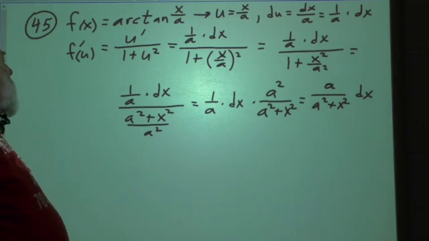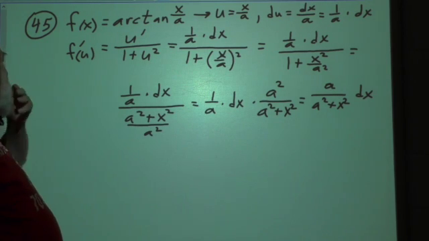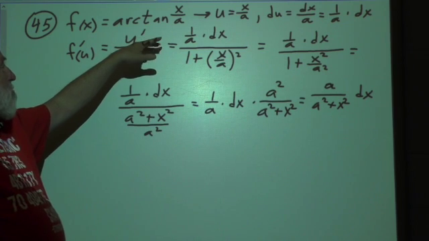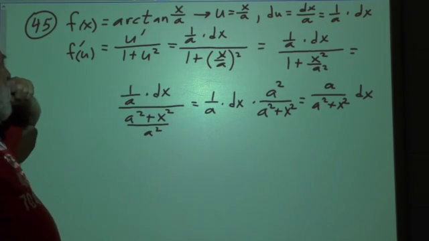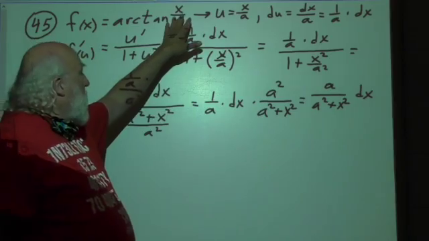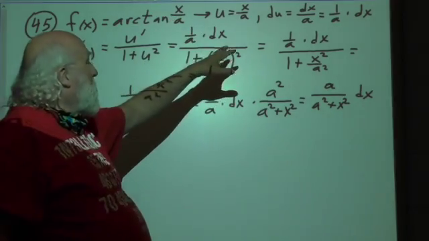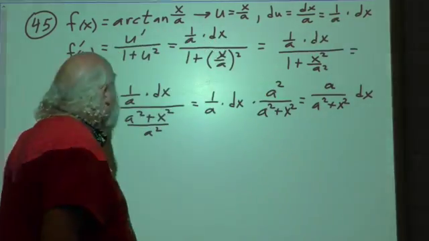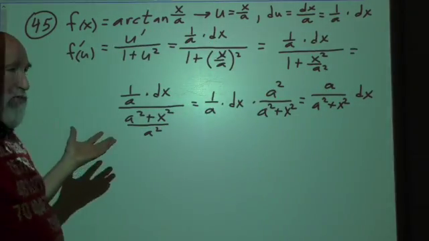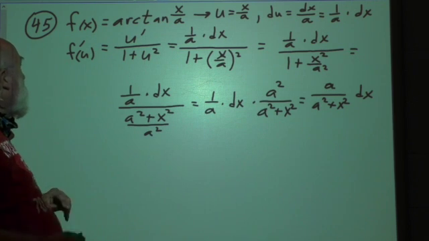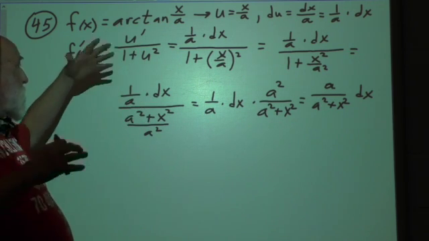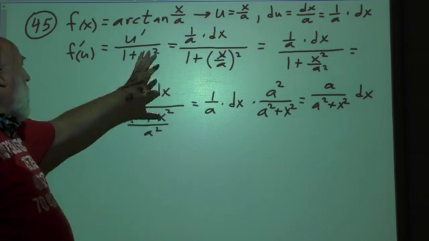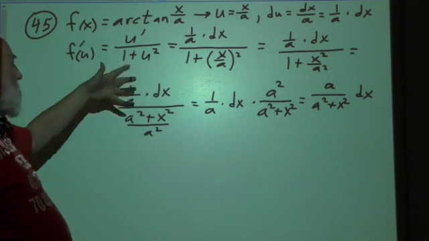45, where I'm now being asked to find the derivative of the arctangent of x over a. And we're going to be using u is going to be x over a. du would be the derivative of x over a, or 1 over a times dx. And according to 516, the derivative of arctangent of u is u prime over 1 plus u squared. So now I plug in the values for u prime and u squared.